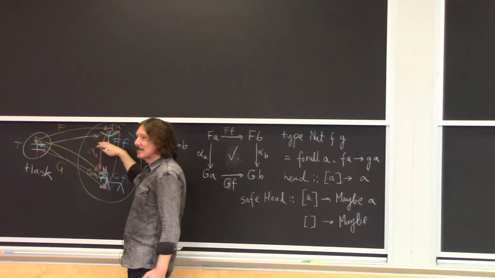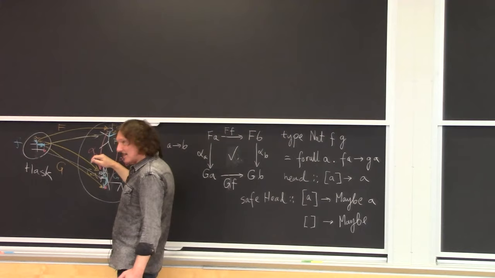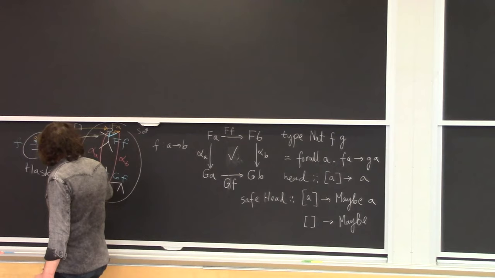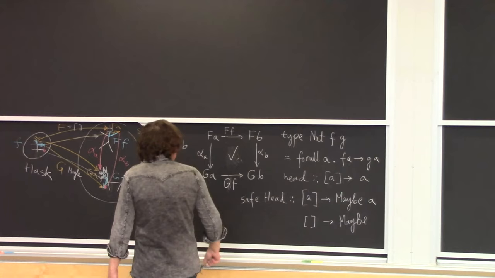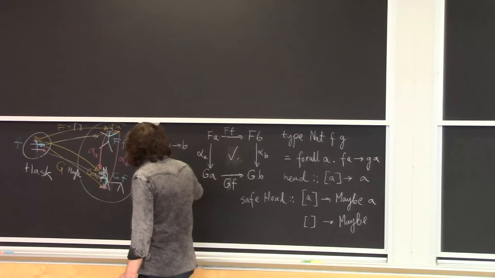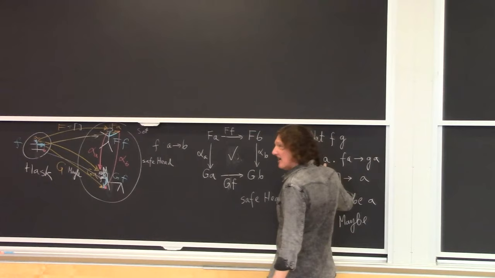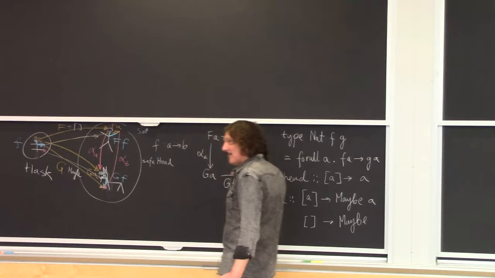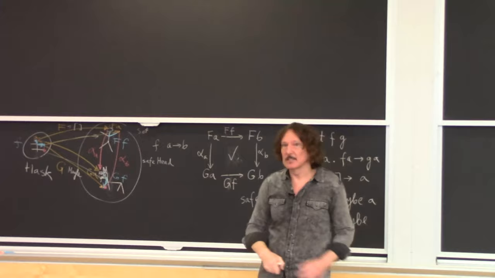Is that what capital F would be? List? List, yes. Yeah, exactly. So this is list and G is maybe. Alpha A and alpha B. This alpha will be safe head. And A and B just correspond to this for all A. It's just like alpha is the same formula for every A, right? This is parametricity. The same formula. Okay. Good question. That explains it a little better. Okay. So the final. Yeah?